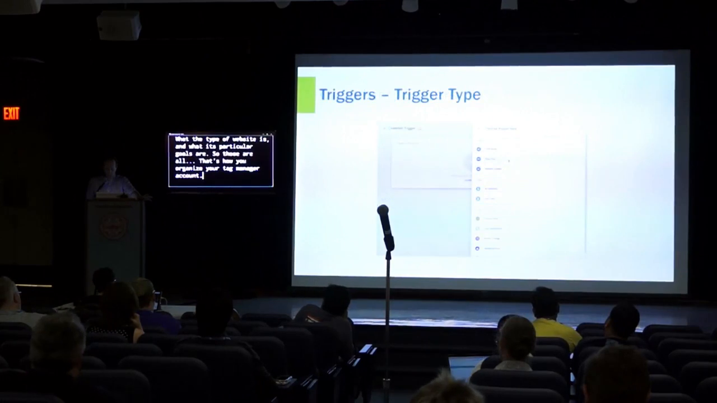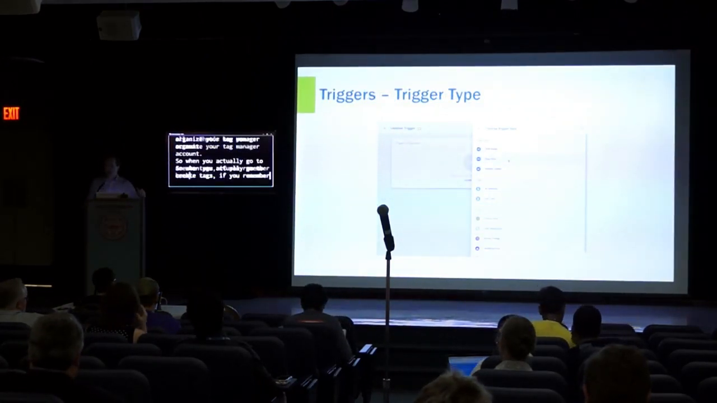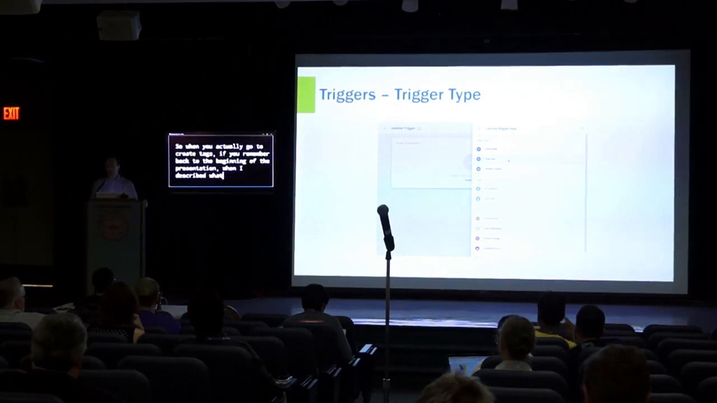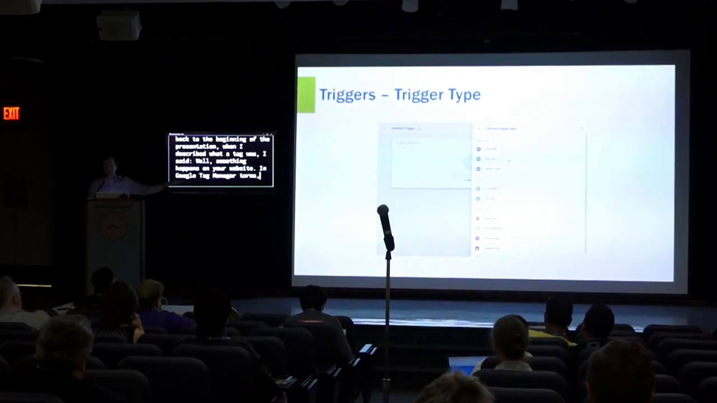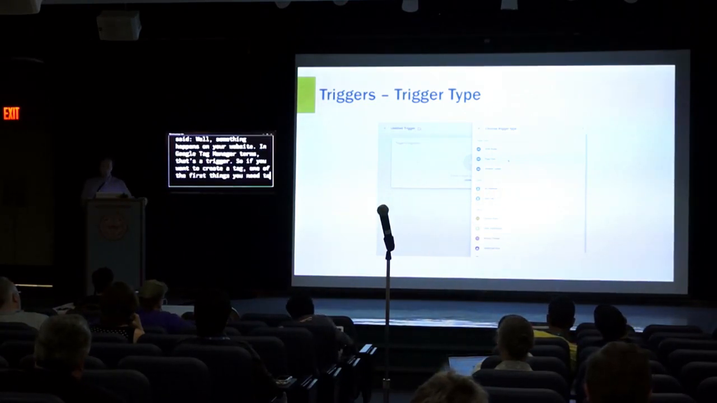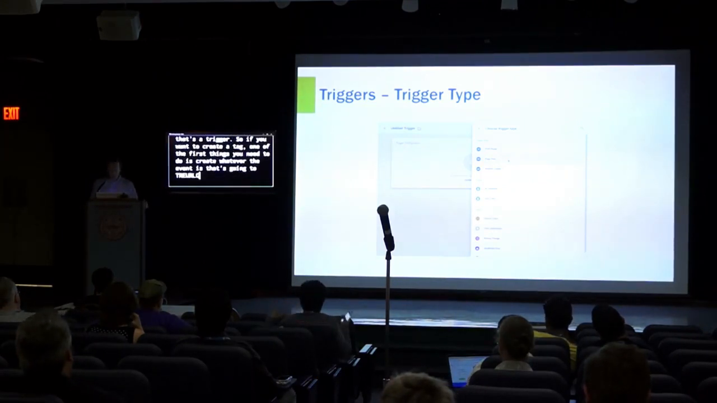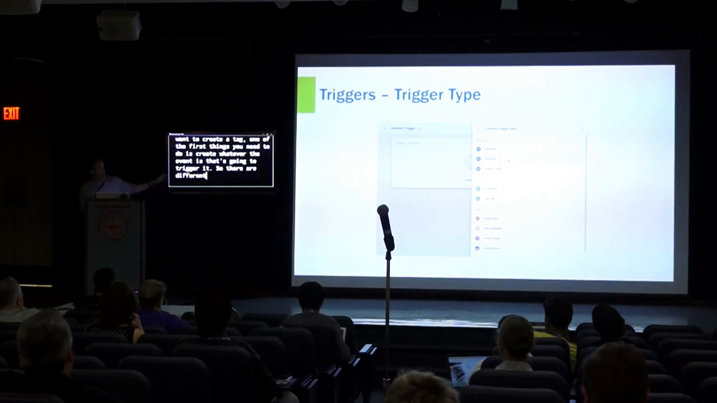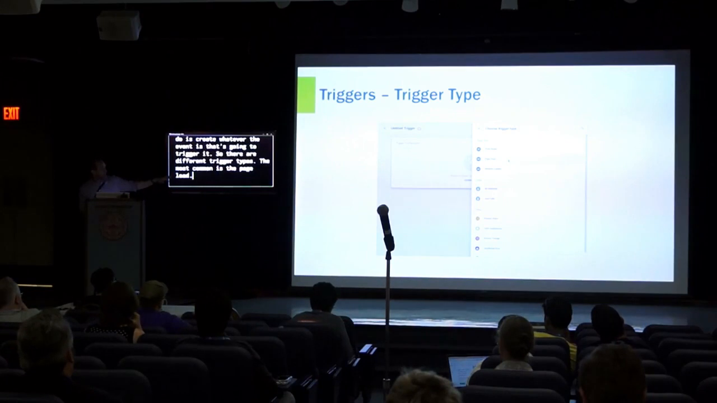So when you actually go to create tags, if you remember back to the beginning of the presentation, when I described what a tag was, I said, well, something happens on your website. In Google Tag Manager terms, that's a trigger. So if you want to create a tag, one of the first things you need to do is create whatever the event is that's going to trigger it. So there are different trigger types. The most common is the page load, but there are other things like clicks.